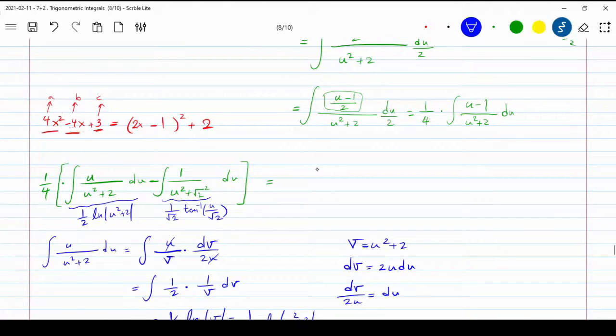So finally, I have this integral as 1/4 times 1/2 is 1/8 ln absolute value of u squared plus 2, minus 1/4 times the second one, so it would be 1 over 4 root 2 tan inverse of u over square root of 2 plus constant.